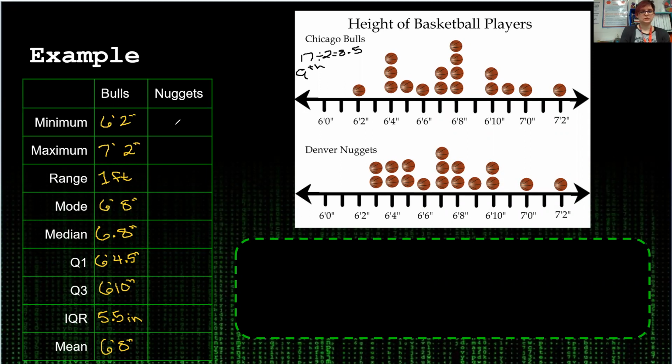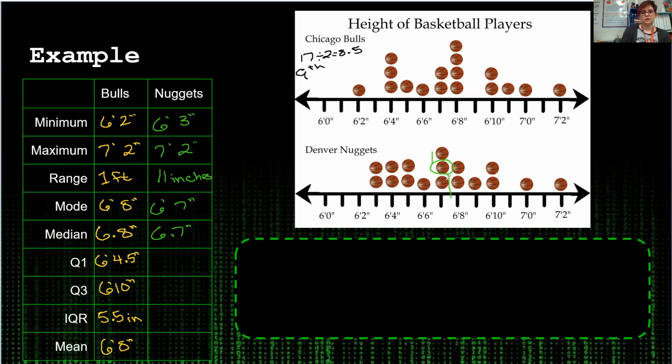Okay, let's do the same with the Denver Nuggets. The minimum is 6'3". The maximum is also 7'2". The range for them is 11 inches. The mode, the number with the most, is 6'7". The median, the middle number, is again the 9th one. So 1, 2, 3, 4, 5, 6, 7, 8, 9. And that is also 6'7".